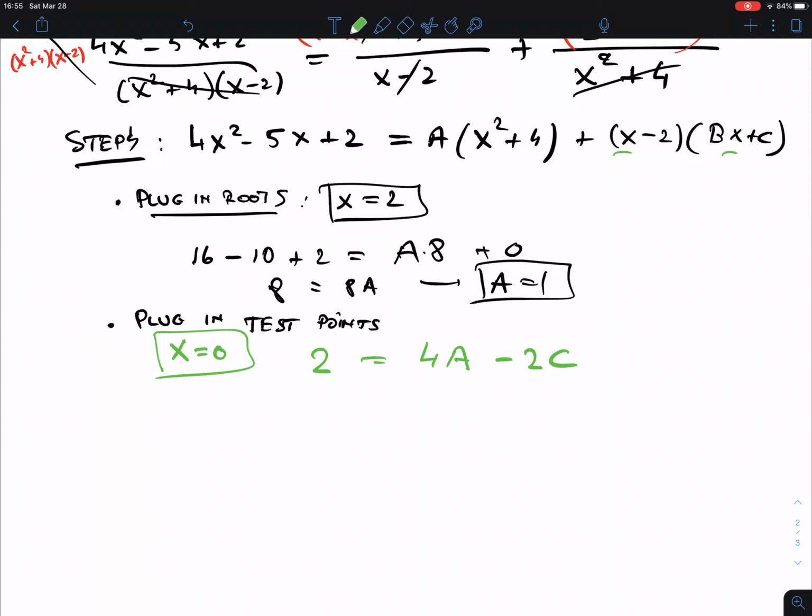Right, and I know that a is 1. So a is 1, so that gets 4 minus 2c. Bring this to the side. Minus 2 equals minus 2c. I see that c is 1. I got lucky, I found c.